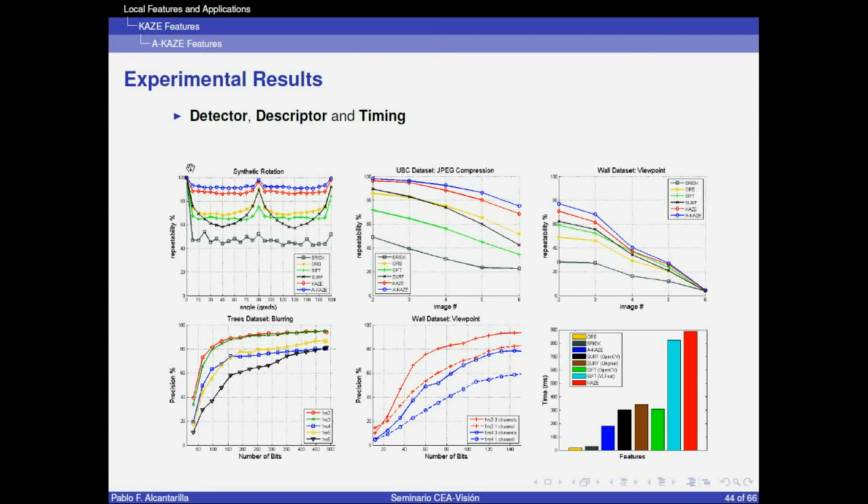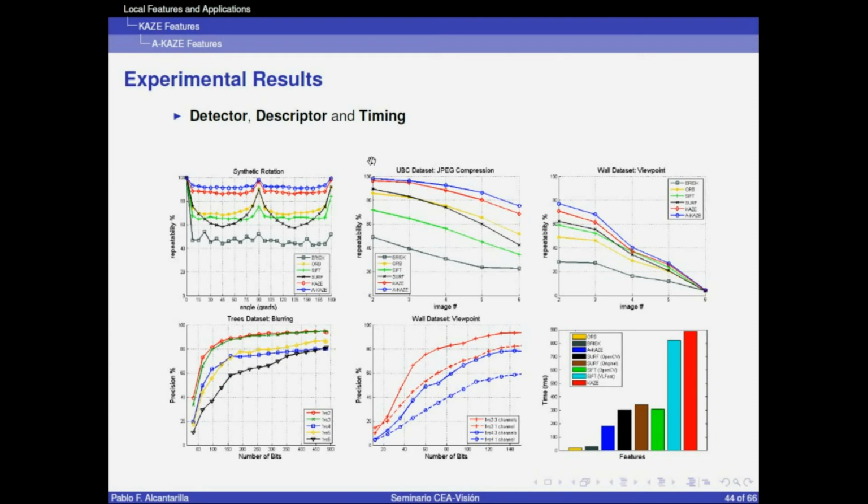The second top best is KAZE. And the other methods have lower performance compared to KAZE and AKAZE. Here, this is the UBC dataset, which is JPEG compression, and we see again that AKAZE is performing slightly better than KAZE, but it's like 7 times faster. So that's very good news.